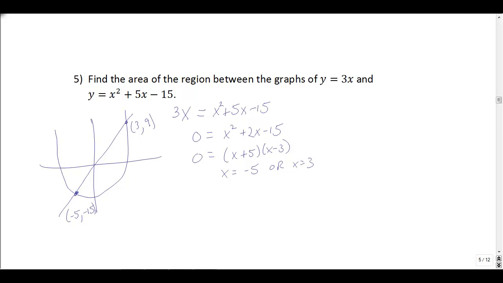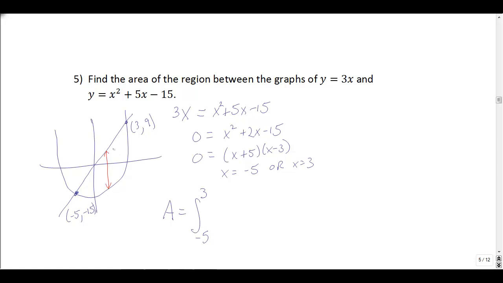Okay. So instead, I'm going to do vertical rectangles. And the nice thing about this is the top function is always a line, bottom function is always this parabola, and they're both already solved for y, which is what I need. So my area here, I'm going to integrate my vertical rectangles. These are sort of based or indexed on x. So I go from negative 5 to 3.